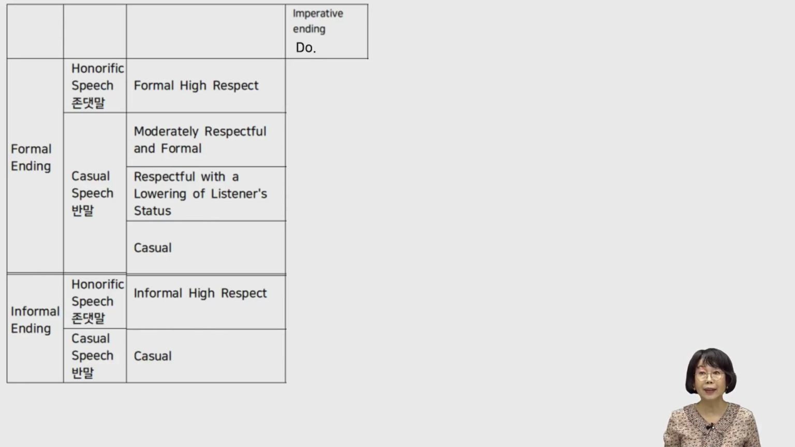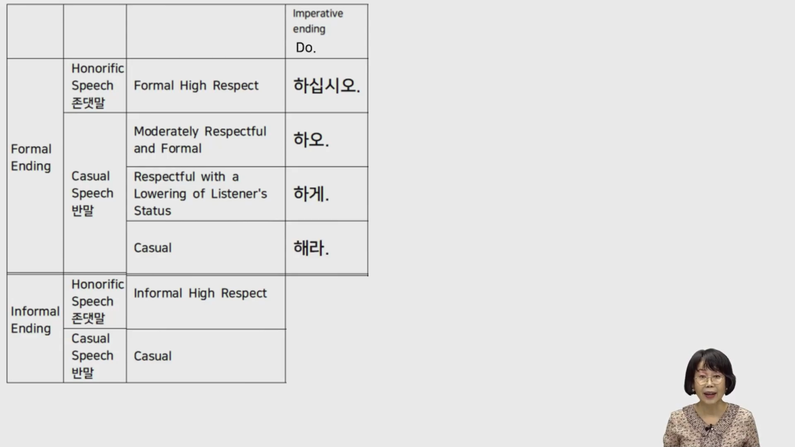First, we will be checking imperative ending. Do it. 하십시오 is formal high respect. 하오 is moderately respectful and formal. 하게 is respectful with a lowering of listener status. 해라 is casual. 해요 is informal high respect. 해 is casual.